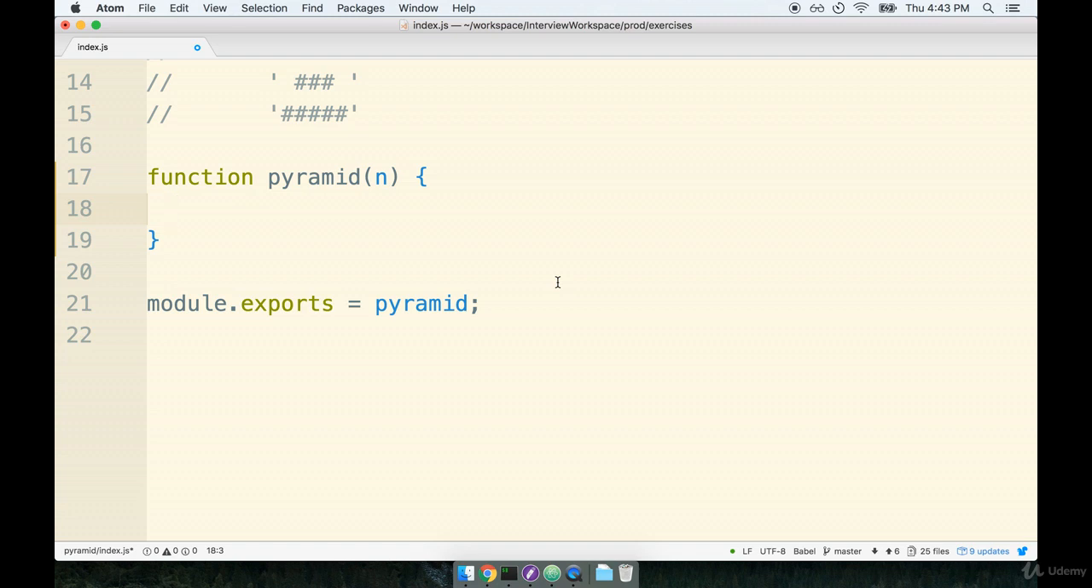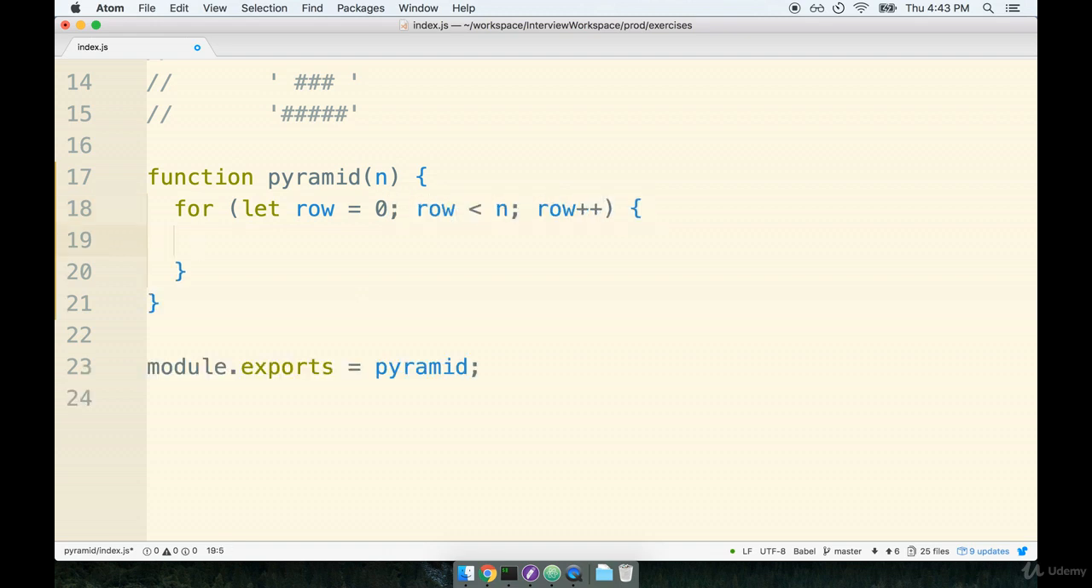So very similar to what we did before, we'll write a for loop and iterate from row equal to 0, row less than n, row plus plus. So that will take us from row 0 all the way up to n minus 1. For each row that we create, just like before, we'll make an empty string here. Now previously we called this empty string something like steps or something like that.